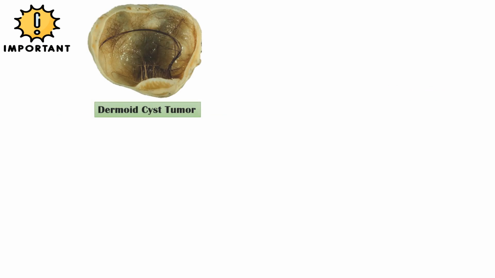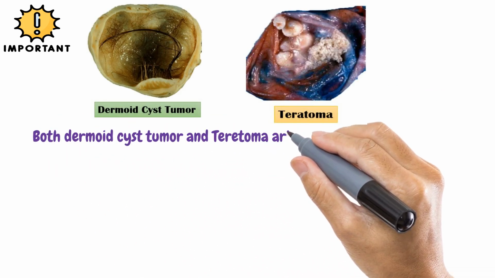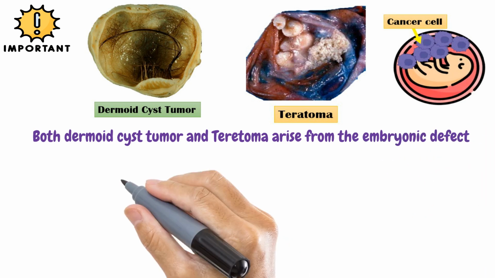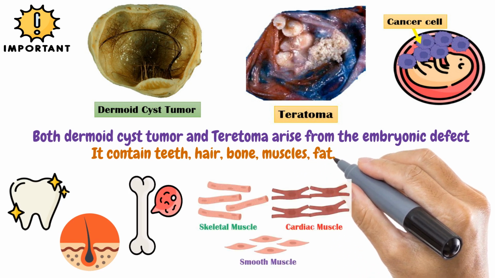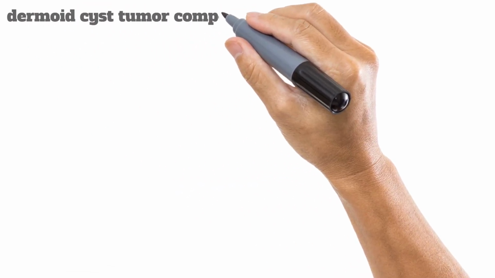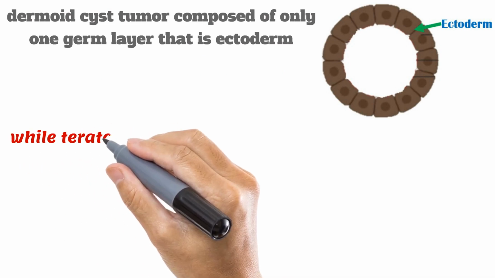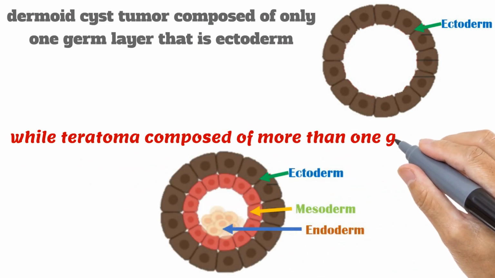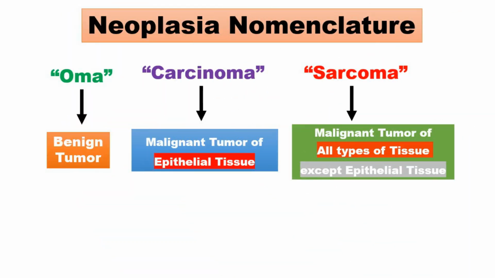Next two terms are very important to know. They are dermoid cyst tumor and teratoma. Both dermoid cyst tumor and teratoma arise from the embryonic defect and contain teeth, hair, bone, muscles, fat, nerves, etc. But dermoid cyst tumor is composed of only one germ layer, that is ectoderm, while teratoma is composed of more than one germ layer. Up till now, I can clearly say that you have clearly understood how to give the name to the benign and malignant tumor.